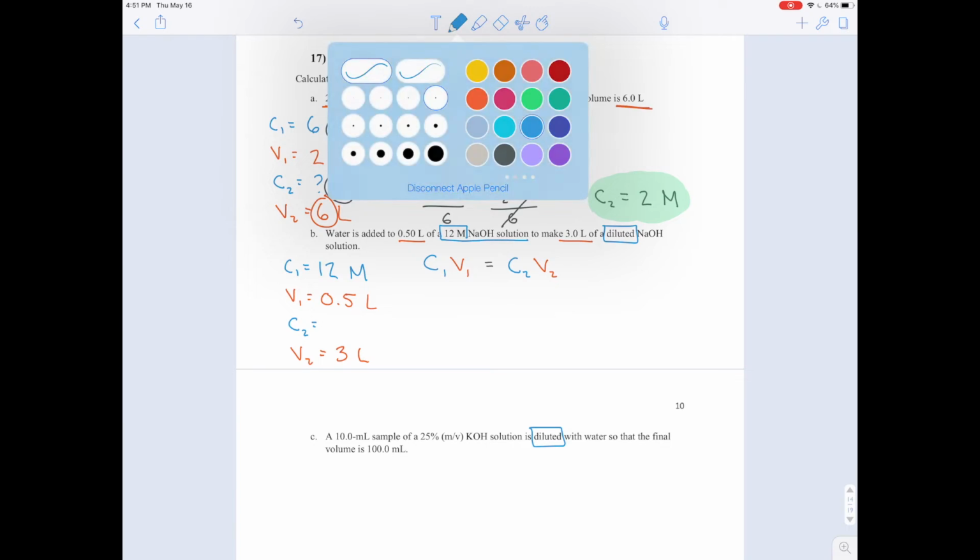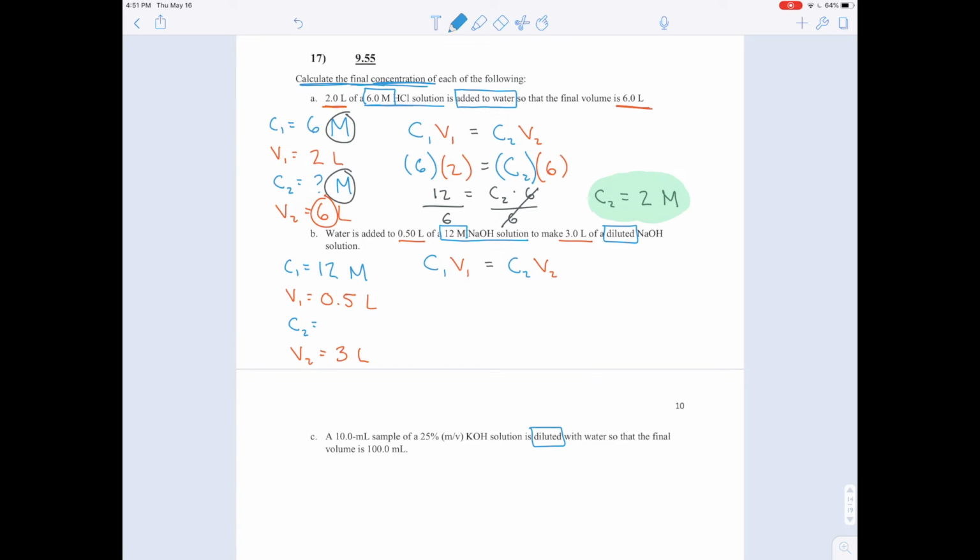And again, in all of these, what they're asking for is the final concentration. The question says, calculate the final concentration. So again, we want to know that. And they don't give us a unit that they want it in, so we might as well just get it in molarity. Now before we plug it in, we want to make sure the units match. Molar and molar, that's good. And then liters and liters, so that's good.